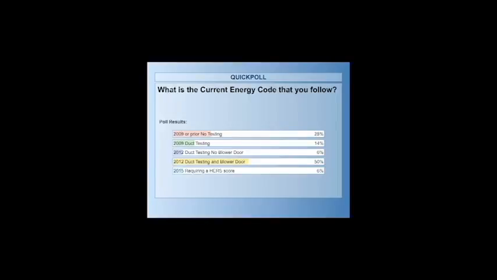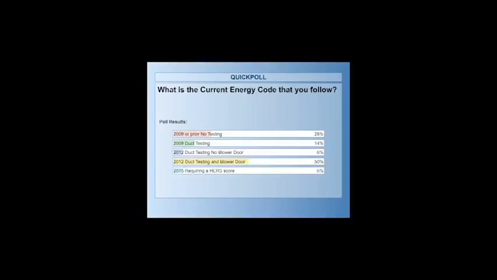All right, I want to find out what your code is. And again, please use the question panel to help us with anything that did not fit my criteria. So 2009 or prior, but you're not testing. 2006 didn't require testing.